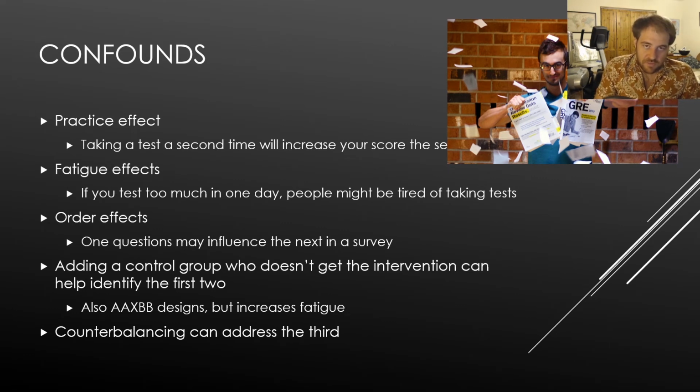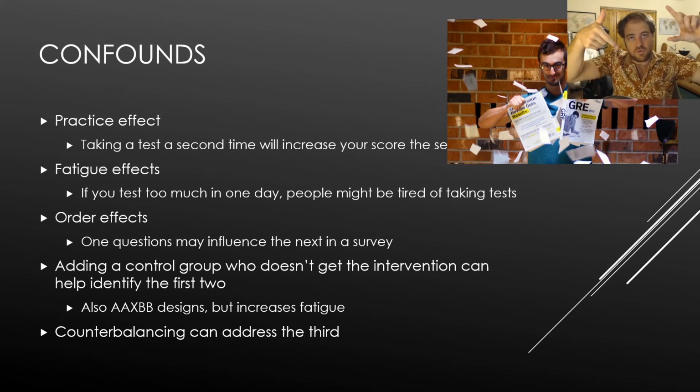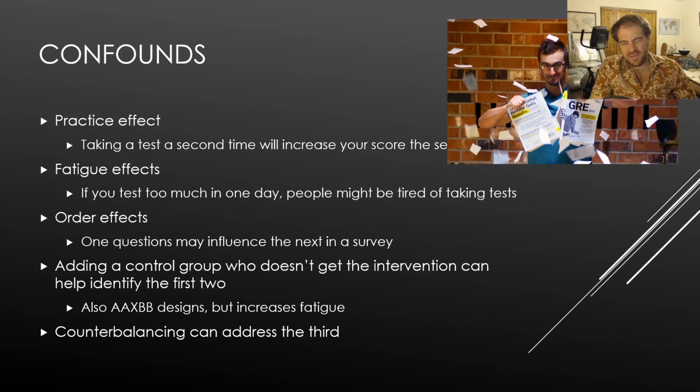Counterbalancing can address the third. And counterbalancing is exactly what I did to you guys. If you have some sort of survey where you're going to ask about chocolate chip cookies and then broccoli, counterbalancing is on half of the questionnaires. You switch the order of the question. And that way you're not necessarily removing the order effect, but you're going to average across those answers, and you can assume that the right answer is somewhere within that average.